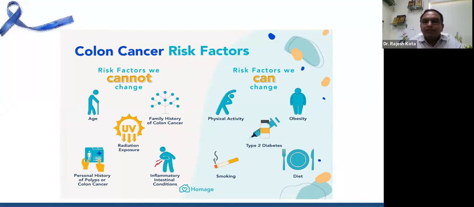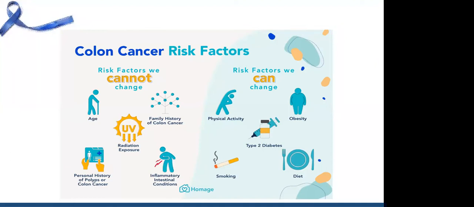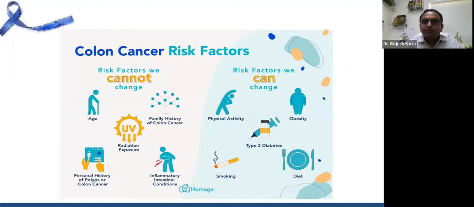Uncontrolled diabetes and smoking and high intake of red meat, lesser intake of diets containing fruits, vegetables, and fiber increases our chances of getting colon cancer. So I would request all the audience to quit smoking and increase the fiber, vegetables, and fruit content in your diet and keep your diabetes in control. So these are few modifiable risk factors that we can change that are in our hands. So these things can be done from our end.